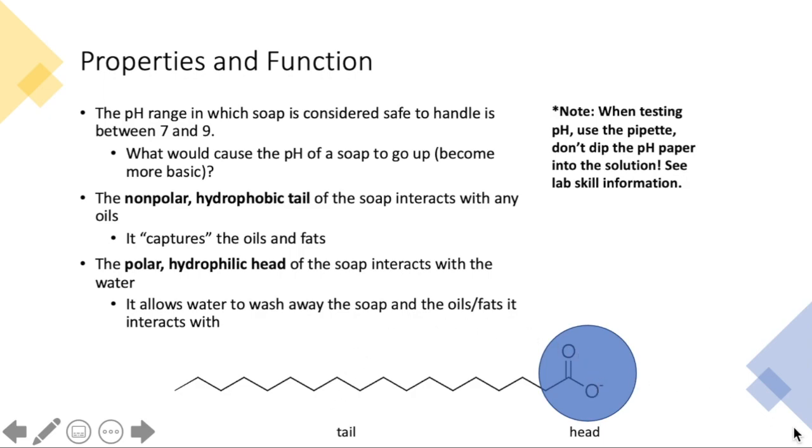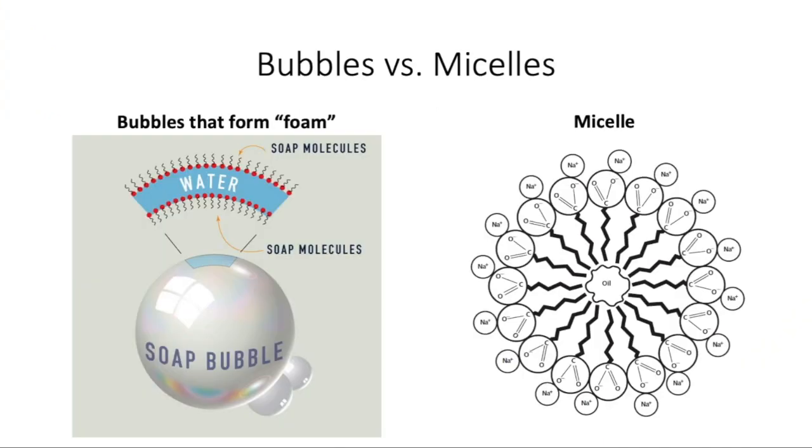When you're testing the pH, that's one of the skills that you're going to do in class. And when you're testing the pH, just make sure that you're using the pipette. You're not dipping the pH paper into the solution. One of the things that you'll be asked to distinguish between when you're looking at the final soap that you've created will be how bubbly or foamy or sudsy it is versus how much of it is getting used to wash away oil or dirt.